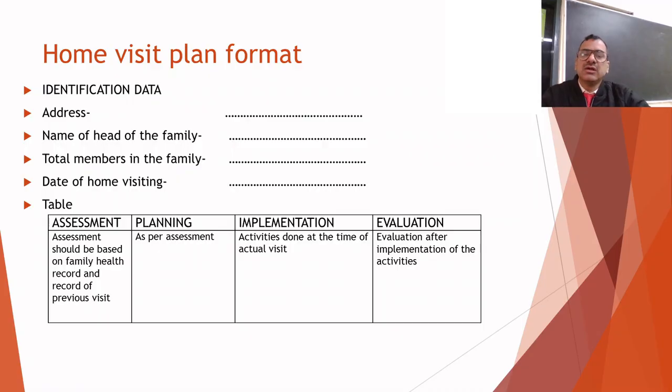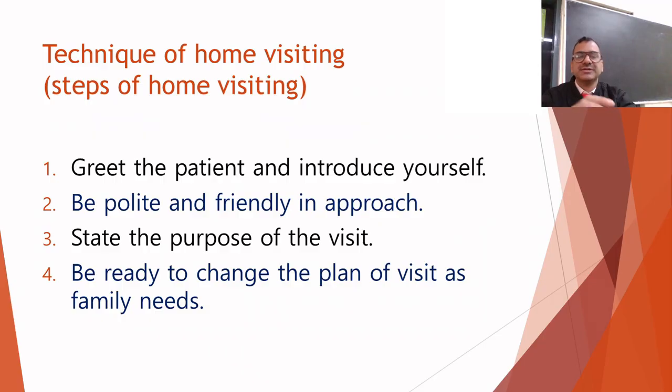Okay, what are those columns? These are implementation and evaluation. What is the meaning of implementation? After reaching the family, what we did there, we will write in the implementation. And after providing the service, what was the effect, that we will write in the evaluation column. So two columns we will fill before visiting and two columns after visiting. So this is the home visit plan.